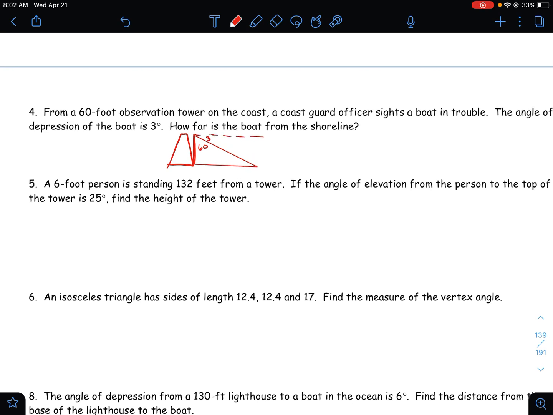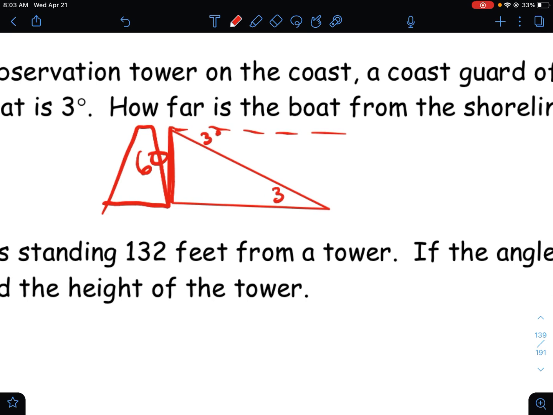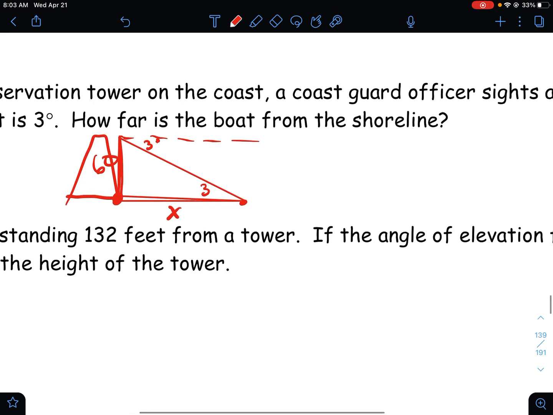My angle of depression is 3 degrees, which by alternate interior angles, we know that this is also 3 degrees. And actually the 60 really shouldn't be inside the triangle. I don't like doing that. So the 60 here is the height. How far is the boat from the shoreline? So the shoreline is down here, right? So we're trying to find this distance. That is our unknown. So we are given our opposite. We are given our adjacent. We're going to need tangent. So we're going to do tangent of 3 equals our opposite over our adjacent. So go ahead and solve for x for me.